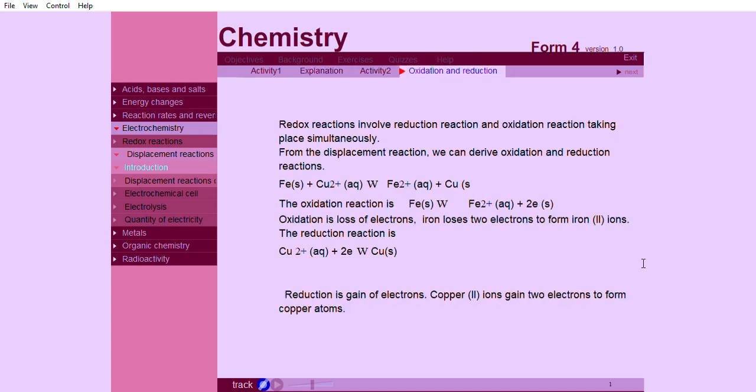Redox reactions involve reduction reaction and oxidation reaction taking place simultaneously. From the displacement reaction, we can derive oxidation and reduction reactions. The oxidation reaction is: oxidation is loss of electrons. Iron loses 2 electrons to form iron 2 ions. The reduction is: reduction is gain of electrons. Copper-2 ions gain 2 electrons to form copper atoms.